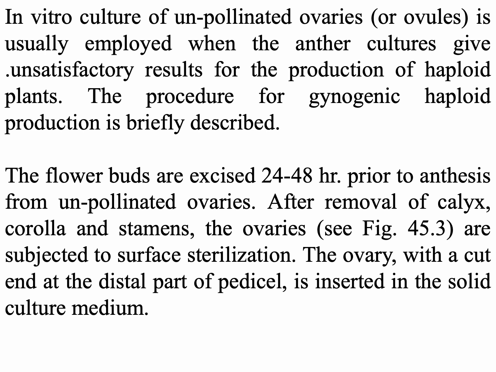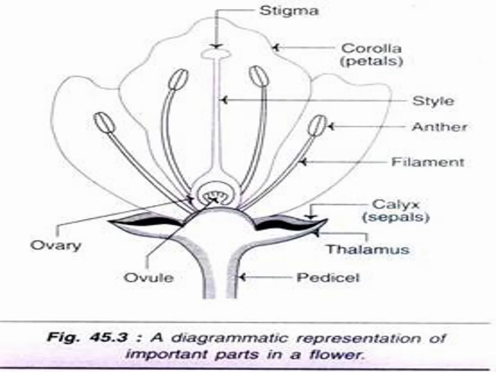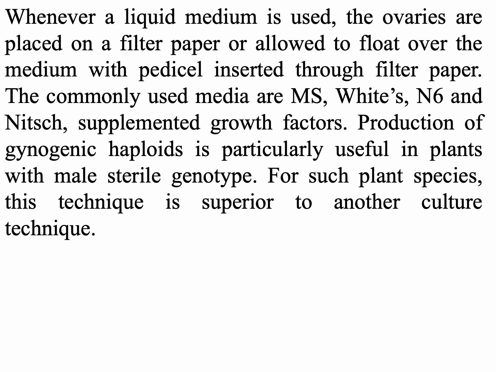Gynogenesis is the in vitro culture of unpollinated ovaries. We select or cut the unfertilized flower. This flower will be stored for 24 to 48 hours before anthesis, giving unpollinated ovaries. The calyx and corolla are removed and the ovary is cultured in a medium.